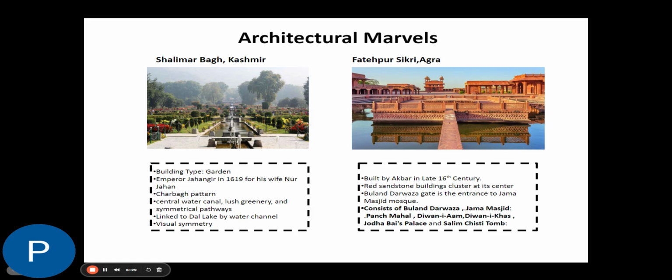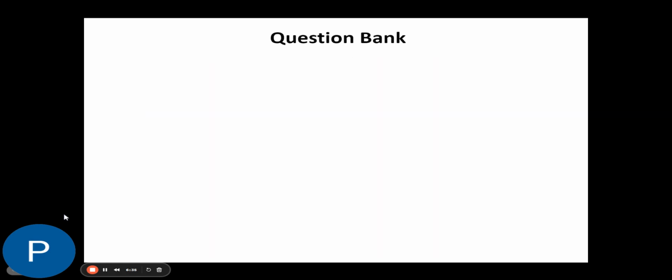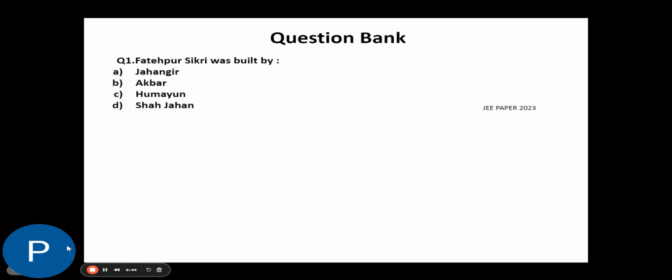The complex of Fatehpur Sikri consists of Buland Darwaza, Jama Masjid, Panch Mahal, Diwane Am, Diwane Khas, Jodha Bai's Palace, and Salim Chishti Mosque. Now we'll be conducting a quiz sort of thing, or the question bank, on the basis of the things taught in the lecture. So first, the question is: Fatehpur Sikri was built by whom? The correct answer for this is Akbar.